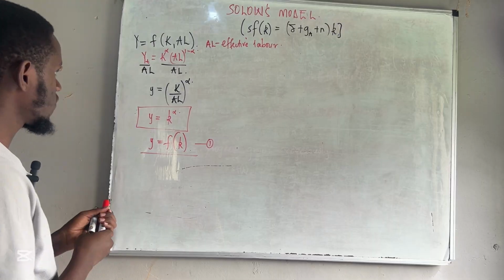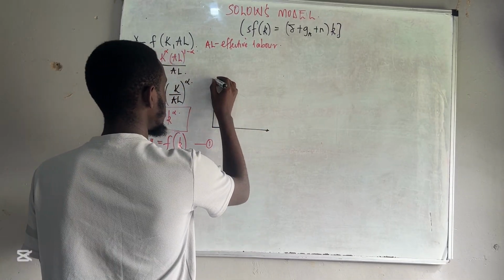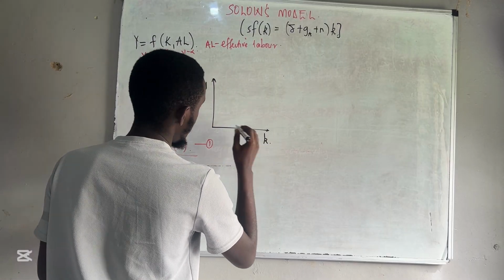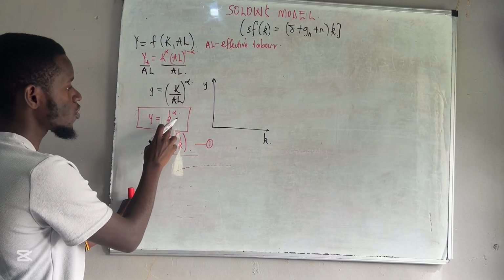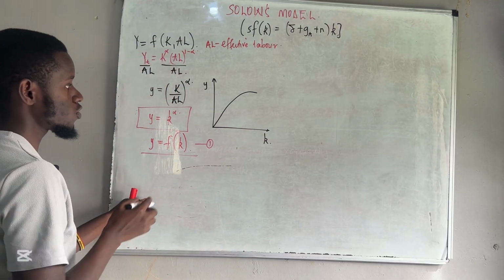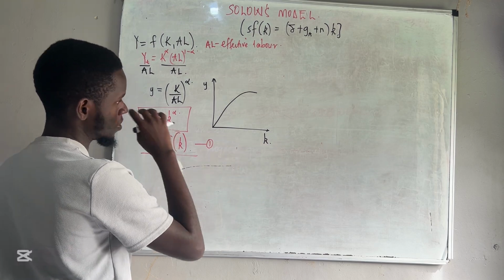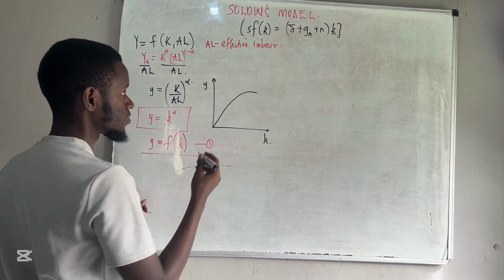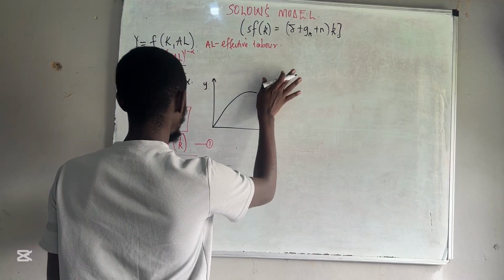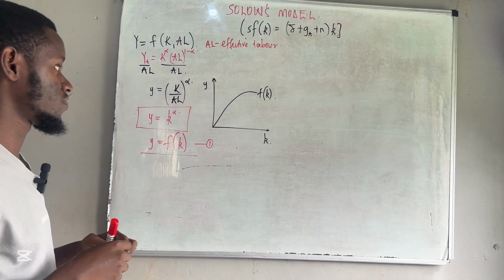Now, members, from here I can easily sketch my function. On the graph, I have output per effective labor here and capital per effective labor here. If k is 0, y is going to be 0, and it's going to exhibit diminishing returns. Output will increase, reach a maximum, and then start to decrease as capital becomes more and more. Then this is our f of small k, which gives our output per effective labor.